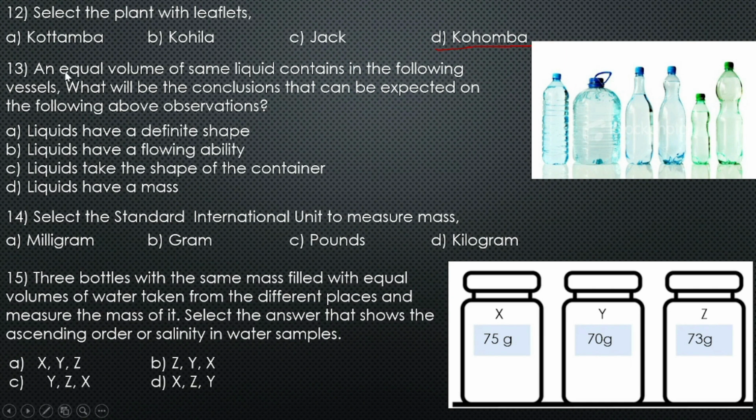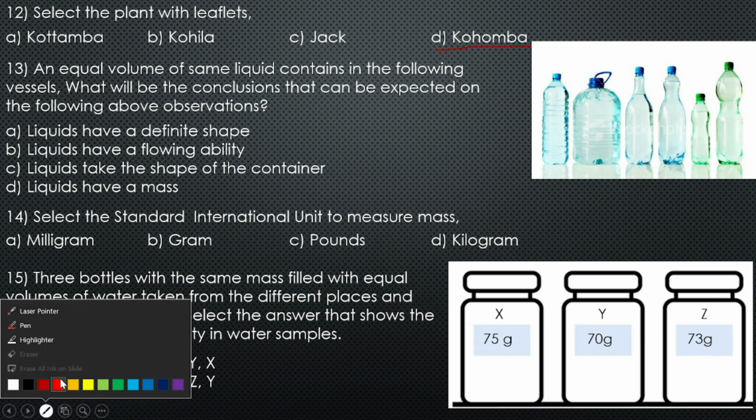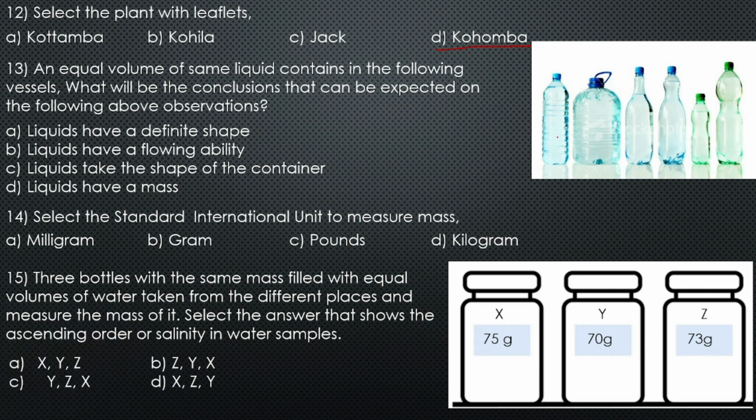Question number 13. An equal volume of same liquid contains in the following vessels. What will be the conclusions that can be expected on the following above observations? So you can see here different bottles in different shapes. When you pour water inside, actually the water takes the shape of these bottles. Therefore, it doesn't have a definite shape. That is the conclusion. So let's read the answers first. Liquids have a definite shape. Of course, they don't have a definite shape. Therefore, the first one is not the answer.